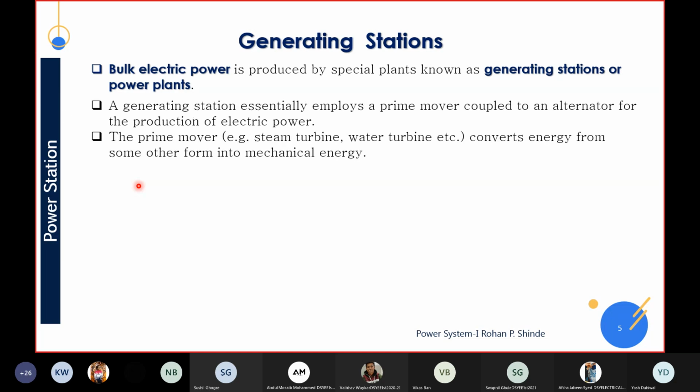A generating station essentially employs a prime mover. Okay, see here, in every generating station they essentially employ a prime mover. What is the meaning of prime mover? See here, a prime mover is an equipment which is coupled to an alternator. Okay, so see here, what is the meaning of alternator?